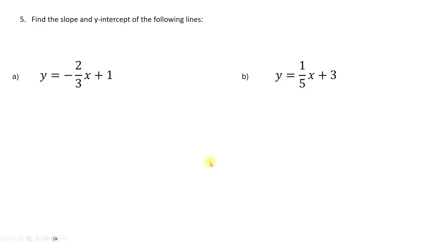Find the slope and y-intercept of the following lines. Well, if we're given the equation, it's simply a matter of reading the values from the equation. The slope is whatever the coefficient in front of the x is. So the slope is going to be -2/3, sorry. And the y-intercept is simply going to be the b value. Over here, our slope will be 1/5, and our y-intercept will be 3.